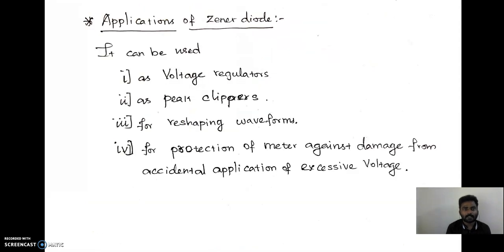And coming to applications of the Zener diode, it is used as a voltage regulator, as a clipper, and for reshaping waveforms. It is also used for the protection of meters against damage from accidental application of excessive voltage. So when excessive voltage is accidentally applied to a meter, in order to protect it we use a Zener diode. And here I end this lecture.